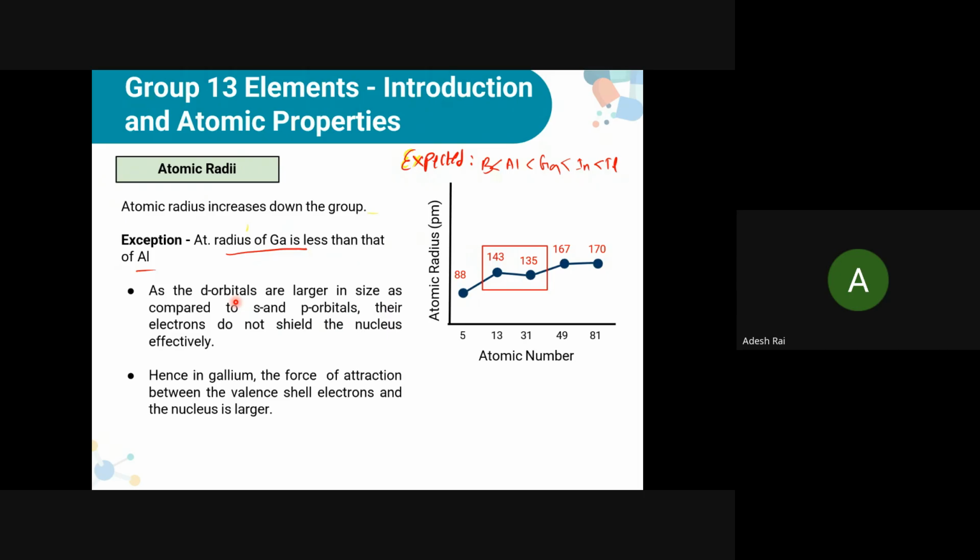And what is that logic? Lanthanoid contraction. What is that logic?